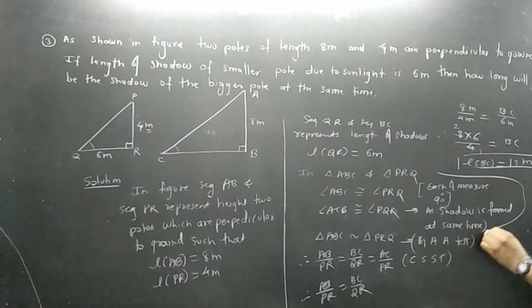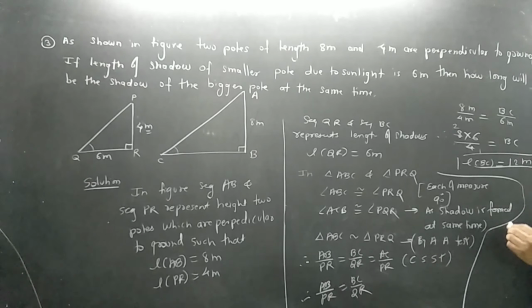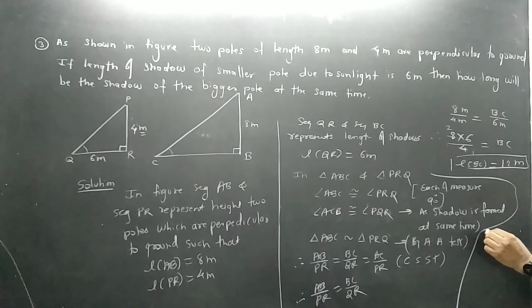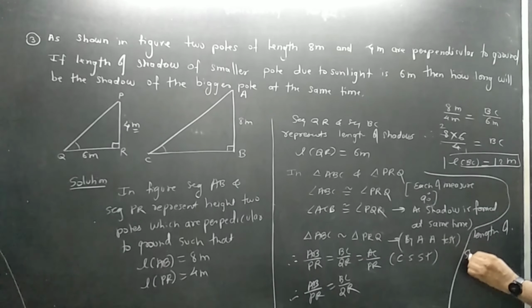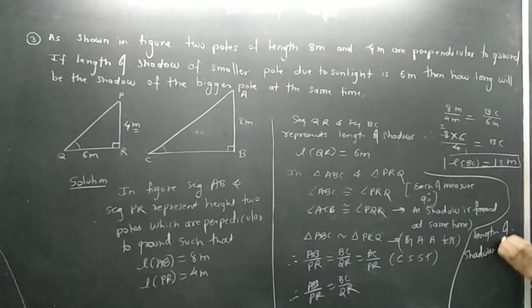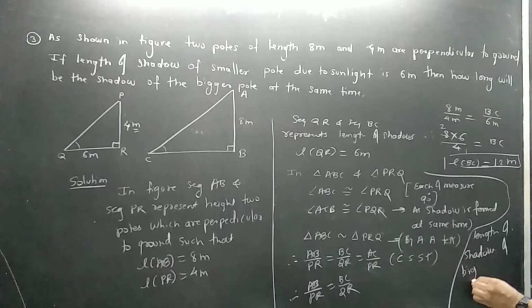So once we got that, we can write the statement: length of the shadow of the bigger pole is 12 meters, and then you have to finish the question. Okay?